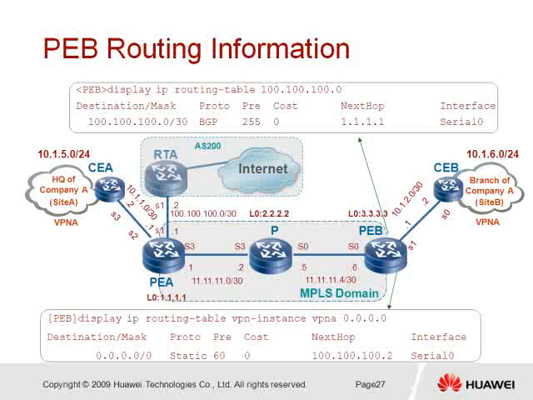On PEB, we use the command display IP routing table VPN instance VPNA. We can see that there is a default route to the Internet, whose next hop is the interface 100.100.100.2 of RTA in VPN instance VPNA. On P, we can see that there is a default route to the Internet too.